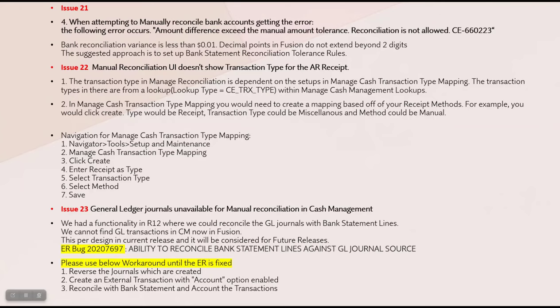Also, we did one video before on match criteria for GL journals to be available in cash management for reconciliation. Check this. If not, this is the workaround until this enhancement is resolved, but I think this enhancement is resolved and currently you can set up and enable these GL journals to be available in cash management.